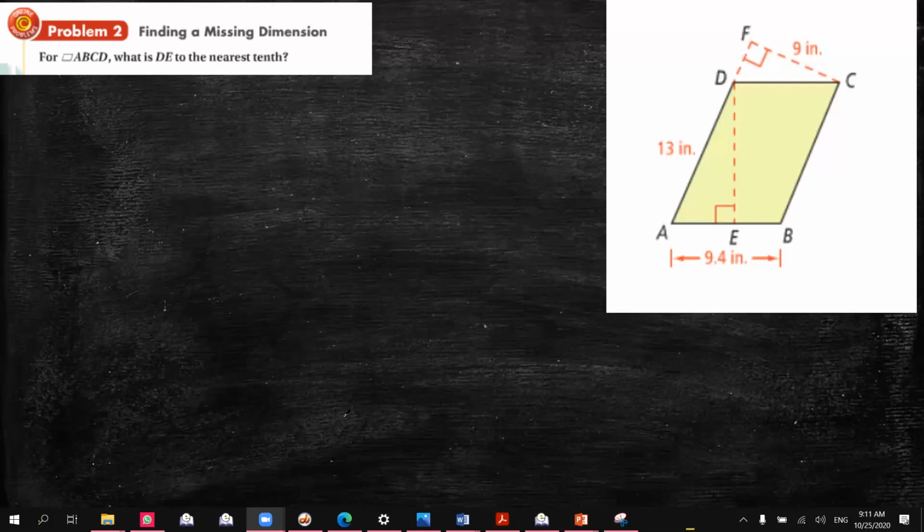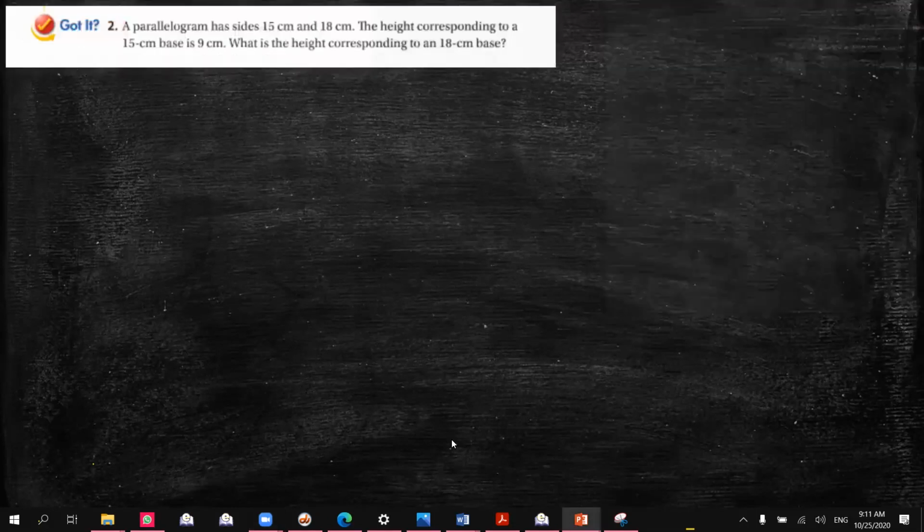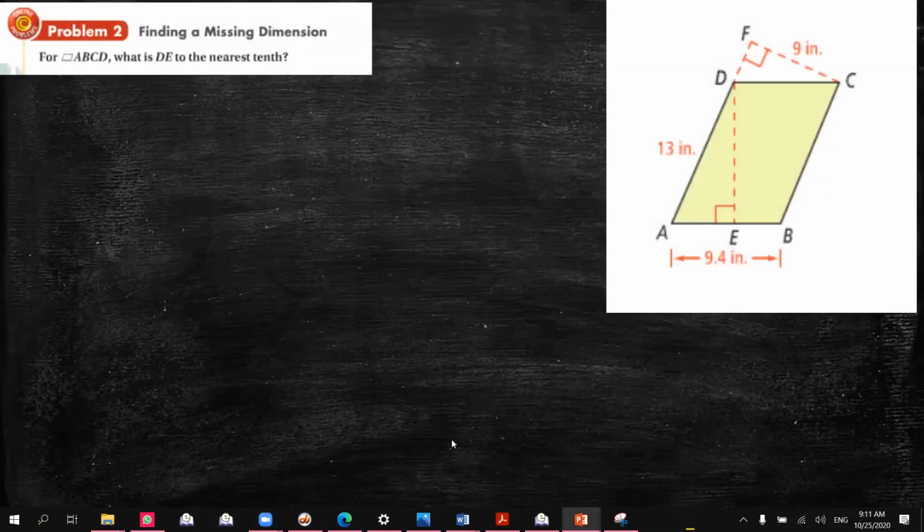Now, as I said at the beginning of the lesson, some of you said, teacher, I want to make this my base. So I told her, okay, if you want to use this base, which is AB, you have to check where's an altitude that is perpendicular on this base. You say, teacher, this is the one. I told you, okay, if you find the base and its perpendicular altitude, you can find the area of the parallelogram.